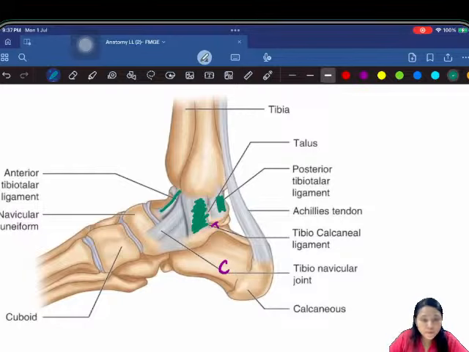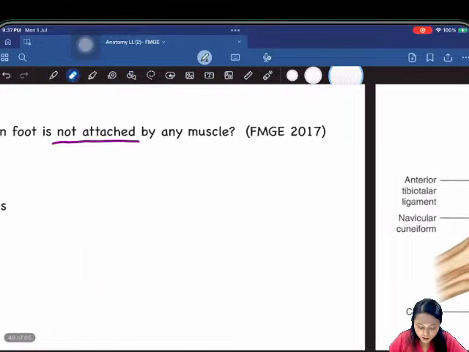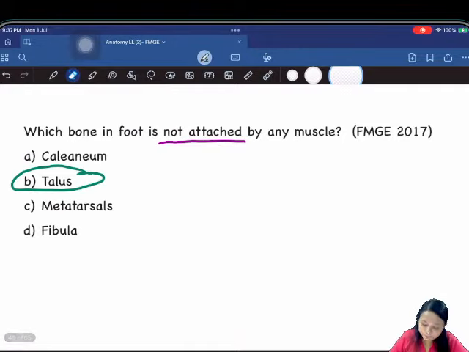Okay, you have so many ligaments attached to the talus, but you don't have any muscles attached to the talus. So that is typical about the talus bone. ठीक है, so talus bone में सब कुछ है तुम्हारा ligament, but muscle नहीं है. So the answer will be talus. ठीक है.